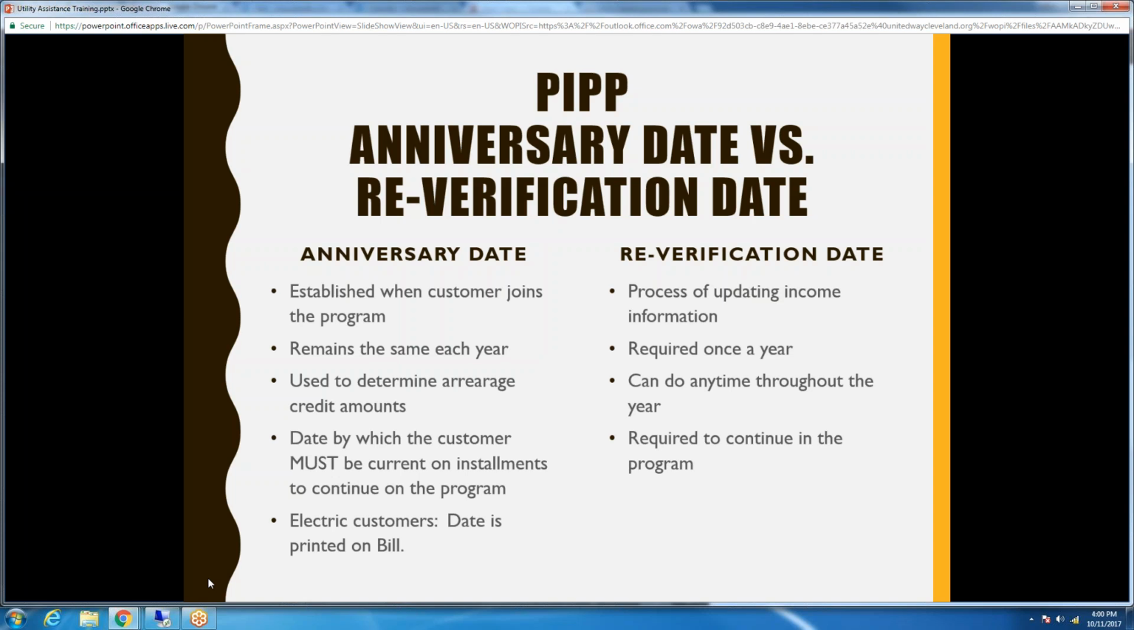The verification date is the process of updating income information. It's required once a year and can be done any time throughout the year, and is required to continue on the program. Oftentimes, for many of our callers, it can be done when they're going through HEAP.